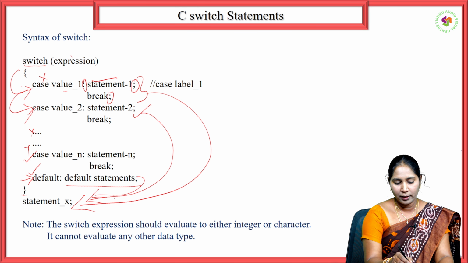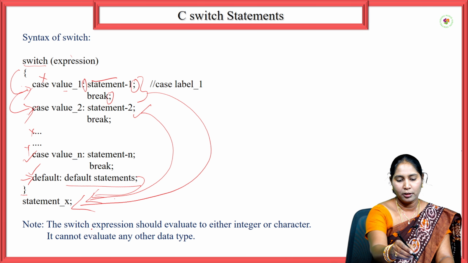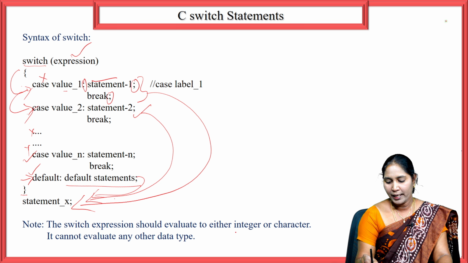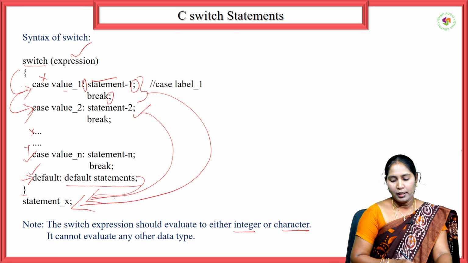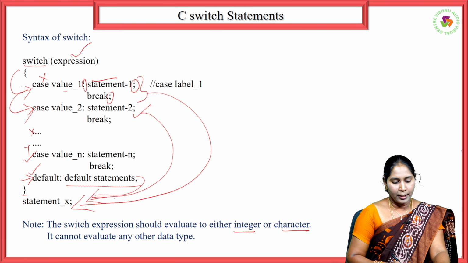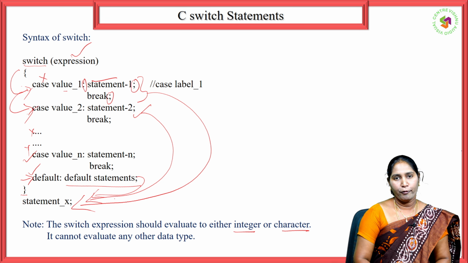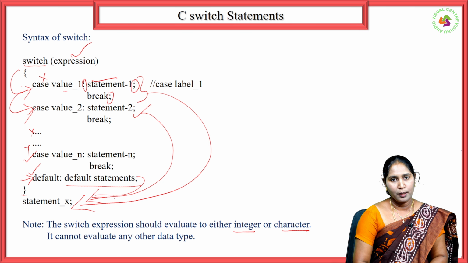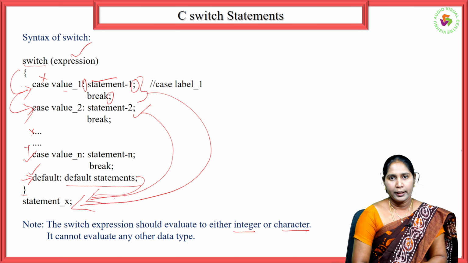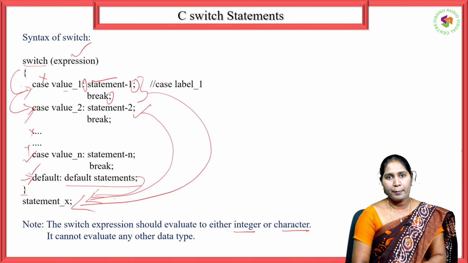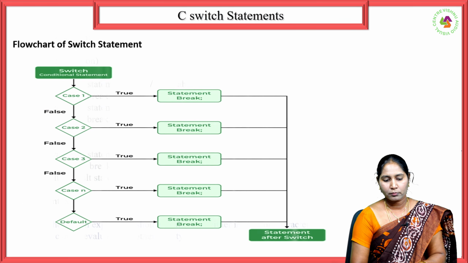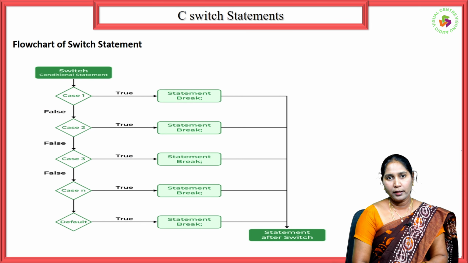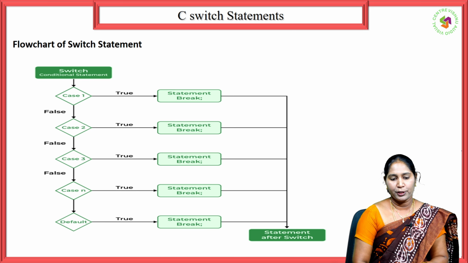And as you all know, the note I have written here is that this particular expression should be either integer or character. So it cannot evaluate any different data types. This is the key point that you have to keep in mind when you are writing a program by making use of switch. So, this is the basic flowchart that we will be following for writing switch statements.